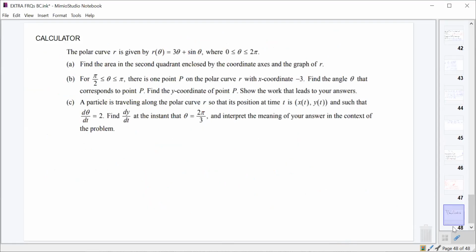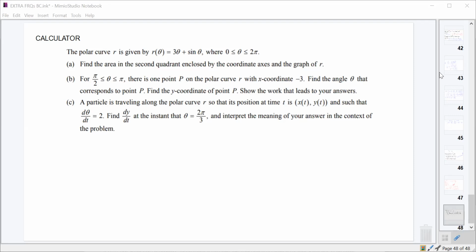Did we do this one in class? I don't think we did. Anybody remember doing this one in class? No? Okay, cool. Well, then let's do this one. So this is a calculator one. It's also got a little bit of vector type stuff, parametric type stuff in here. So that'll be a good thing to talk about too.